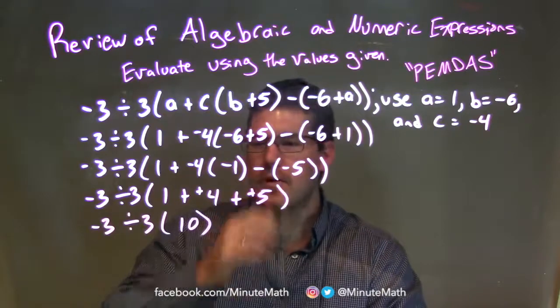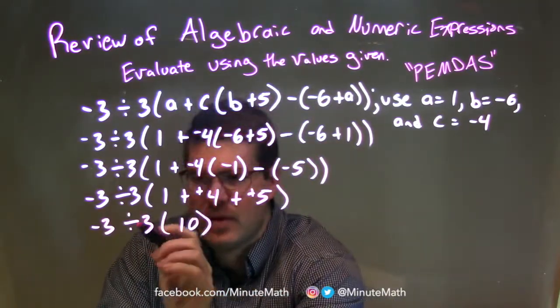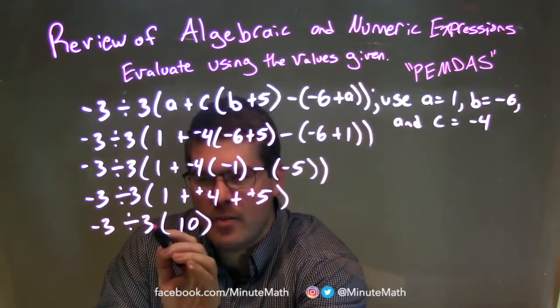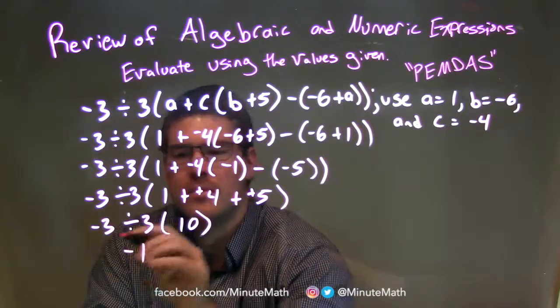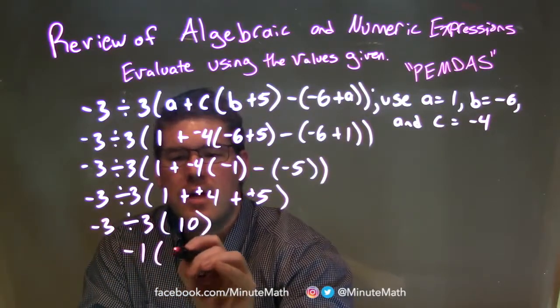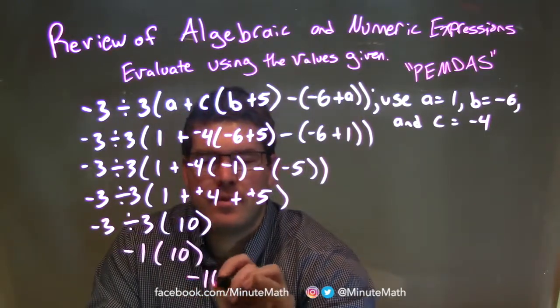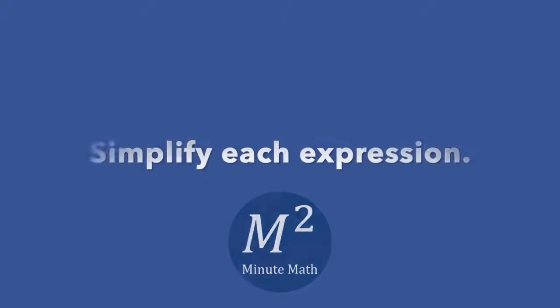Okay. So now we read left to right. We're dealing with multiplication and division. So division first here, left to right. Negative 3 divided by 3 is a negative 1. So we have a negative 1 right out here in front, and then the 10 is right there. And then negative 1 times 10 is a negative 10. And so my final answer here is a negative 10.